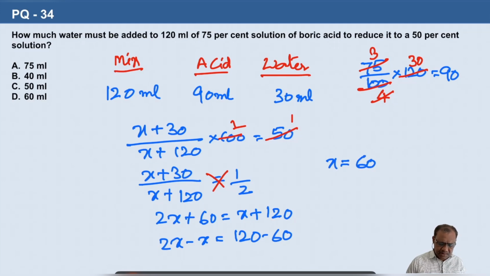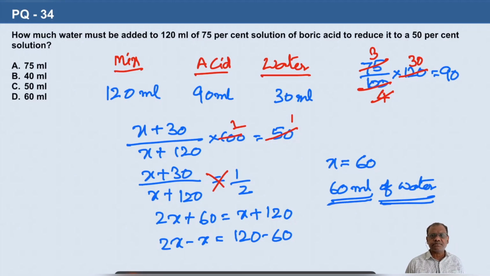So that means 60 ml of water is to be added, so that the percentage becomes a 50% solution. So a 50% solution will have 50% water and 50% acid. So let us compare the percentage of water, because we are adding water. So we have to add 60 ml of water to make the percentage 50. So option D is the right answer.